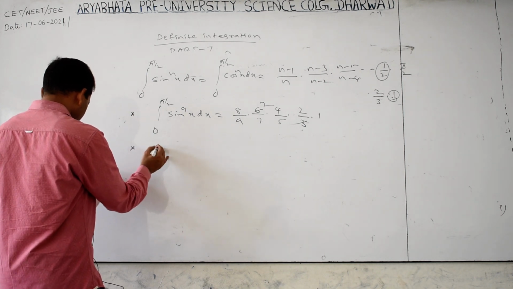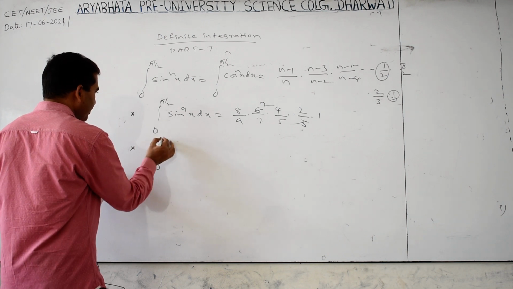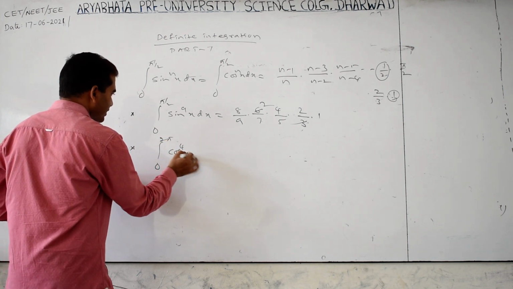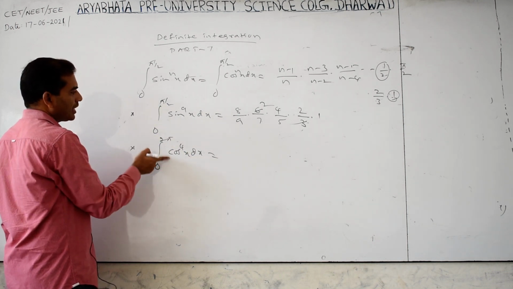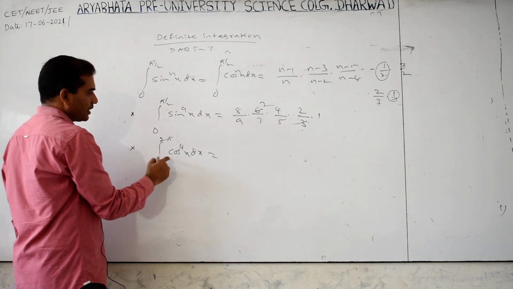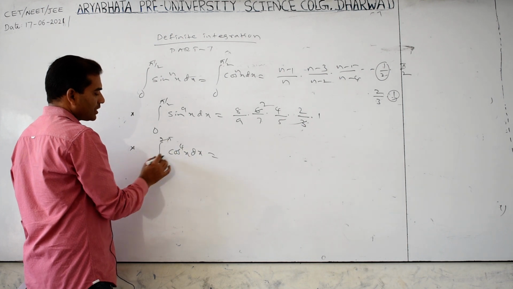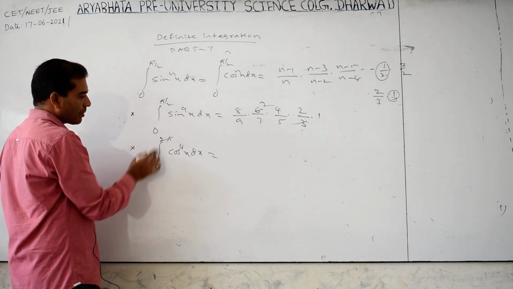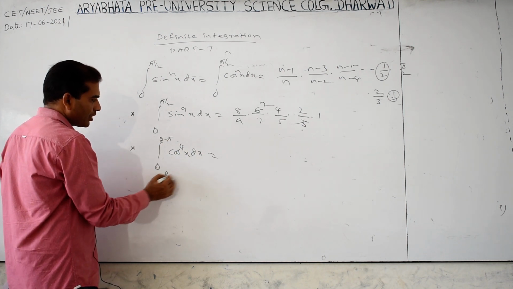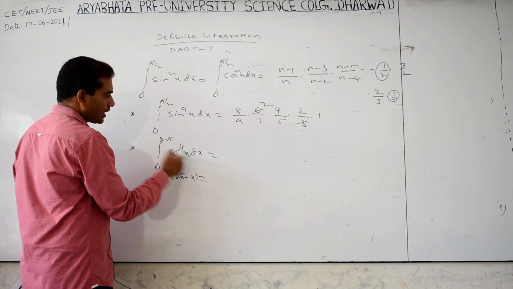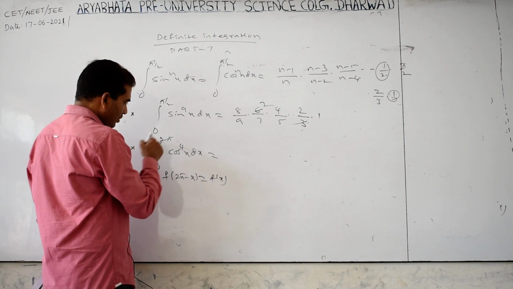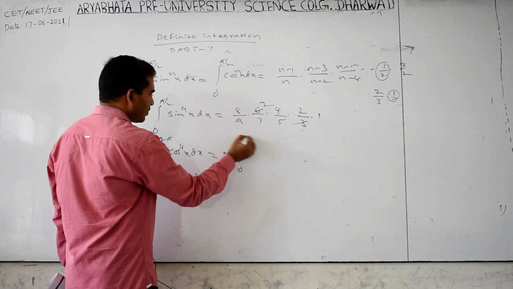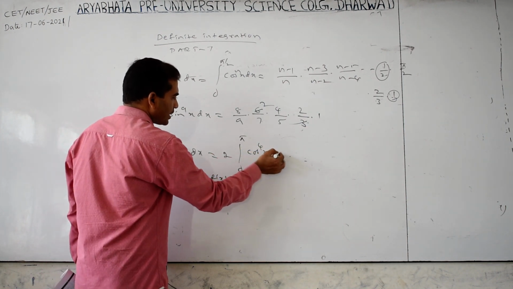Next. 0 to 2 pi cos power 4x dx. Here 2 pi, but you have to reduce it into 0 to pi by 2. Then we can use this formula. 0 to 2 pi means it is in the form of 0 to 2a. f of 2 pi minus x, here power is 4, then we will get cos power 4x only, f of x, then 2 comes here, 2 into 0 to pi by 2 cos power 4x dx.